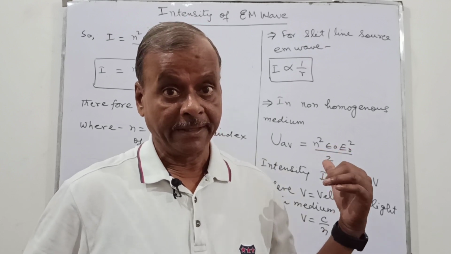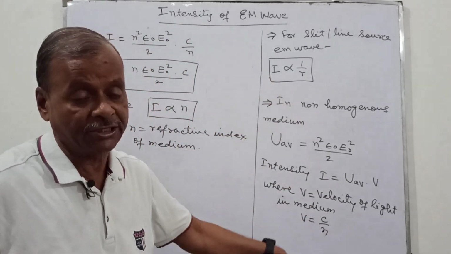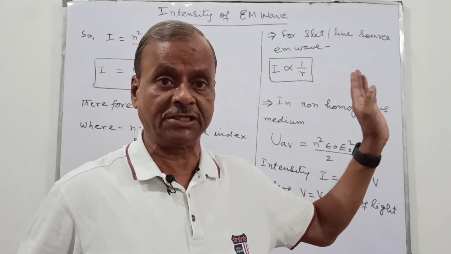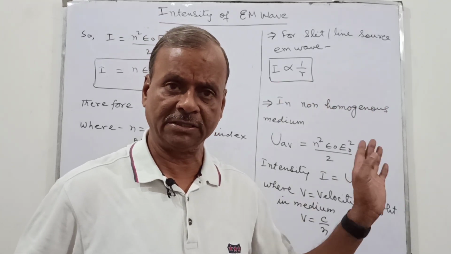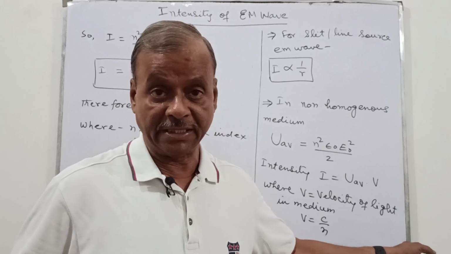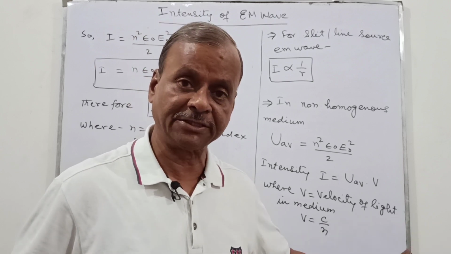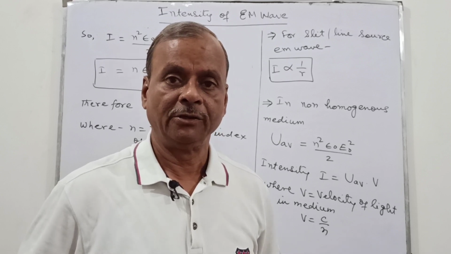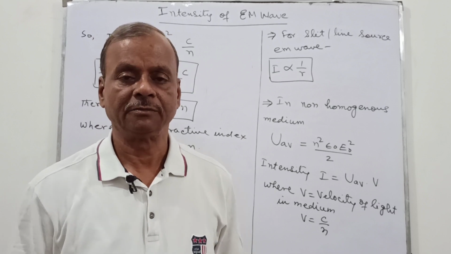So now suppose we have homogeneous, non-homogeneous media, and suppose the sources are a point source, a linear source, or a slit source, then what will be the intensity variation with the distance, that you can answer from this topic. So this is the intensity of the electromagnetic wave.